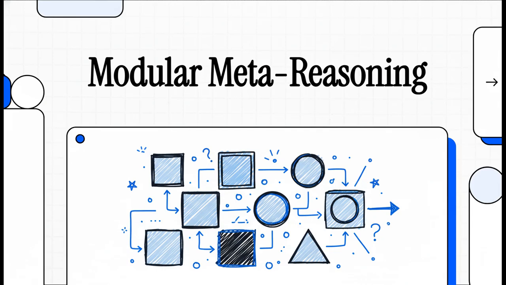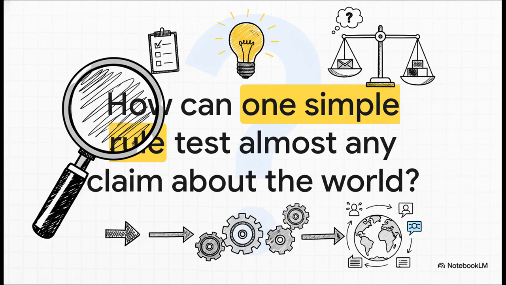Today, we're going to dive into a pretty cool framework called modular meta-reasoning. Now, what is it? Well, it's a powerful way to test almost any claim about the world, and it all starts with one simple, unbreakable rule. I know what you're thinking, right? How can one simple rule be powerful enough to check almost any claim you can think of? It sounds a little too good to be true, but that's the big question we're going to tackle today.